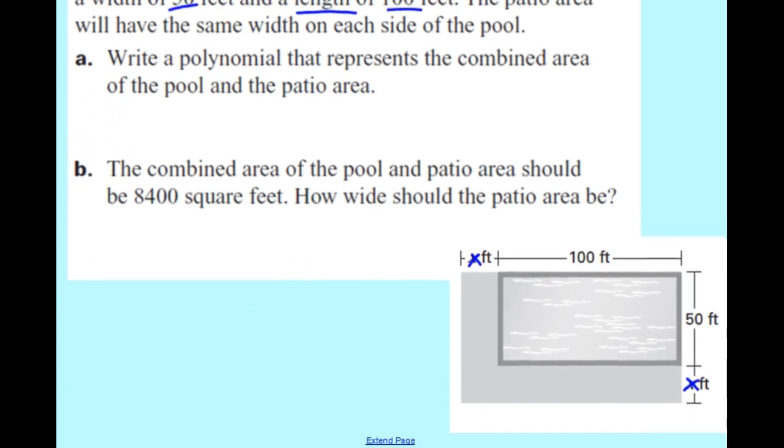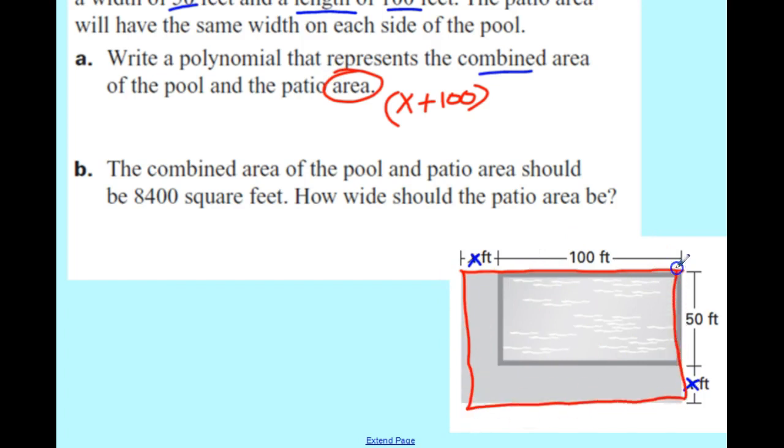Write a polynomial that represents the combined area of the pool and the patio. So if you think about this whole side right here, we have x and we have 100. Well, x and 100 we would write as x plus 100. They're just next to each other. This side is 50 plus x. Well, we're writing a polynomial to find the area of a big rectangle, because this whole thing is one big rectangle, base times height. Well, we just figured out the base. The height is x plus 50.